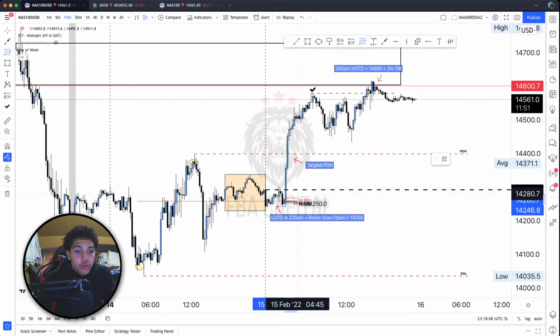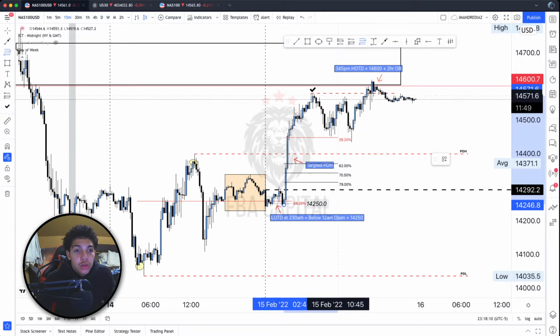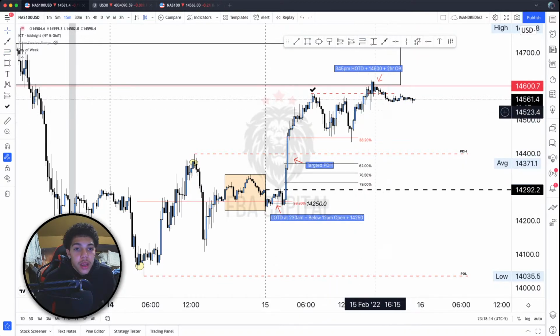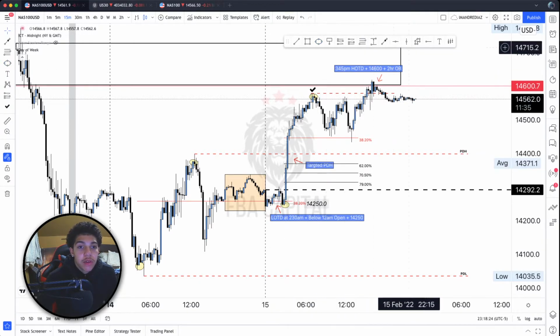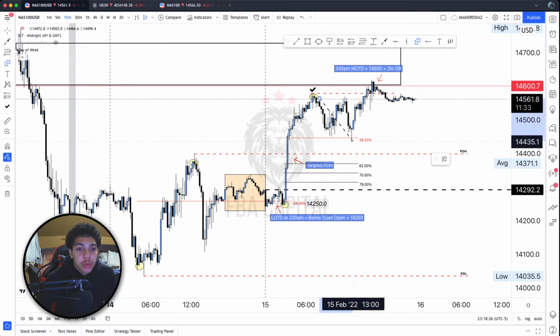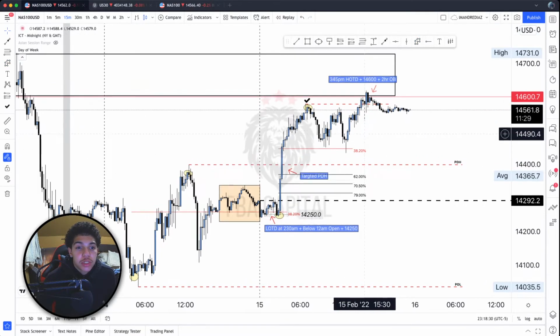Simply, you would have pulled your fib from this London session low to this New York session high, pulled it all over, and you simply would have waited for a potential retracement. Since we know that the low of the day was created during this London session, and we had this high during New York, you could have waited for a potential retracement to the 38.20% level like it did here, or the 62% level.